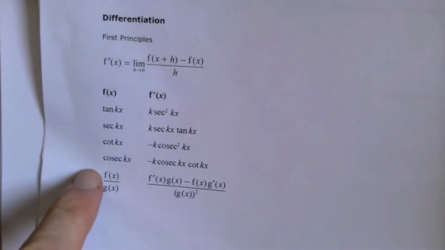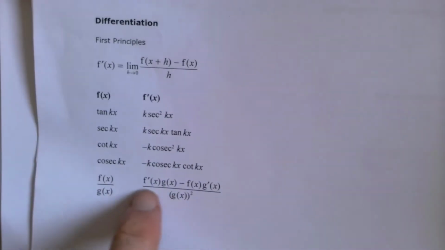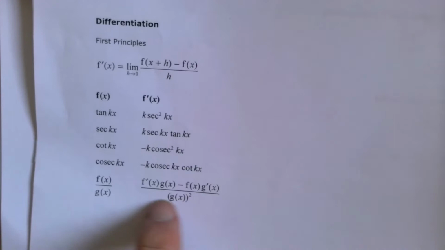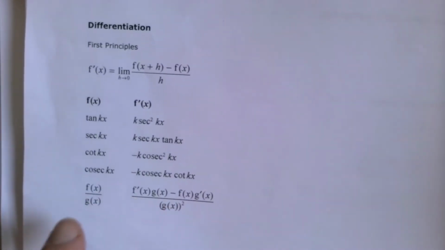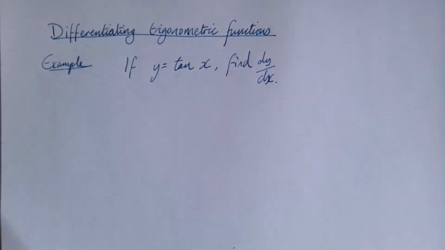We've got a function of x divided by a different function of x, and then we've got a little formula for what we can do with that. So this is what we're going to be looking at now. Those of you who did this before Christmas, see if you can do it now. Pause the video and then go on. Otherwise, you might just want to watch this.